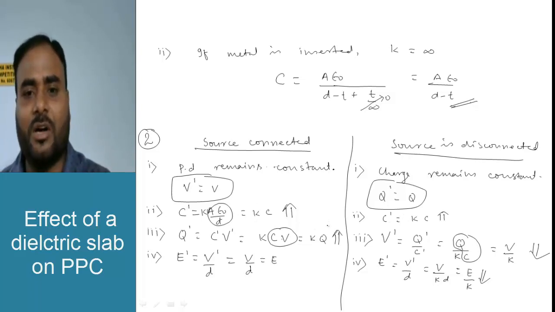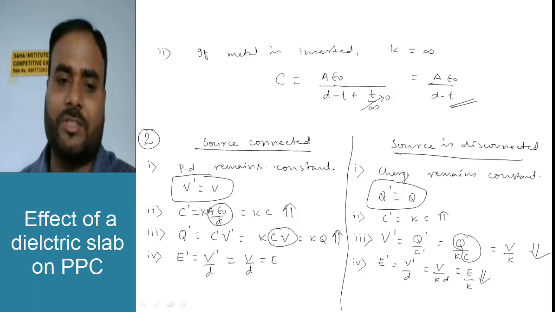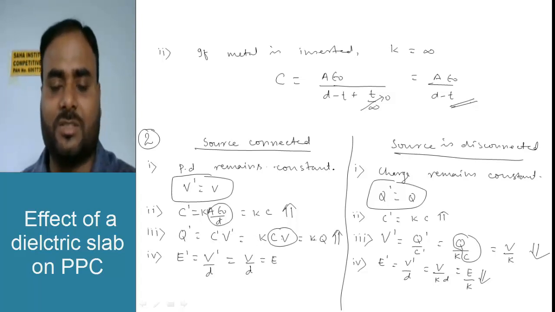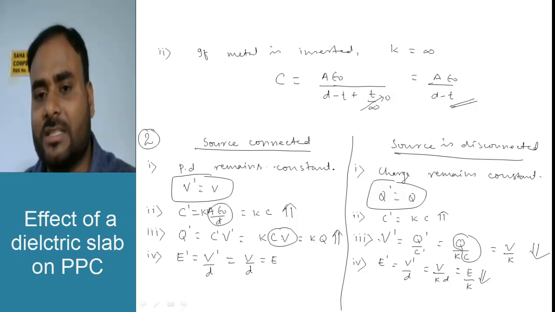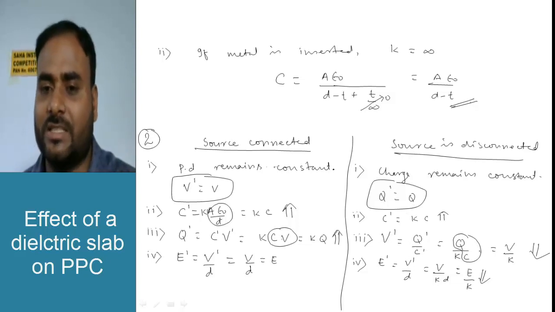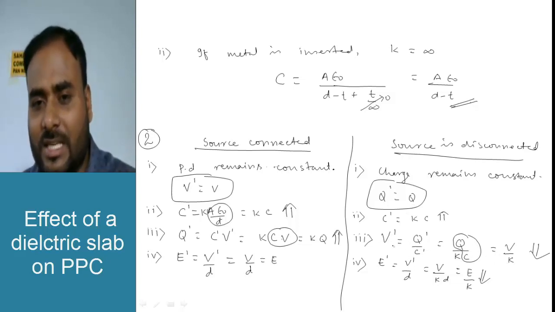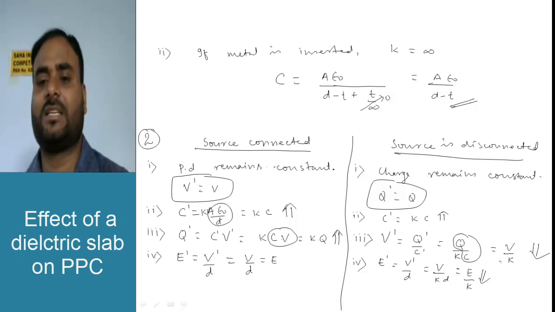See, capacitance will always increase no matter what case has been given to me, and if PD is not changing, then Q dash will depend only upon the capacitance, and since capacitance has changed, definitely the charge on the capacitor will also change. Here, since Q has not changed, V dash will depend only on C dash, the capacitance. Since capacitance has increased and V dash is inversely proportional to capacitance, it will decrease by K times.